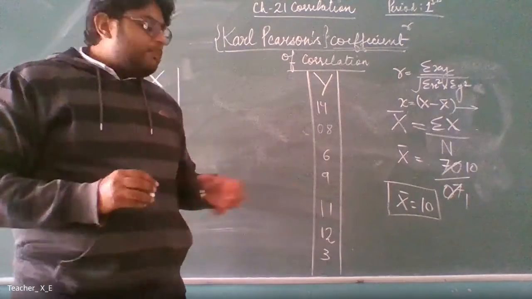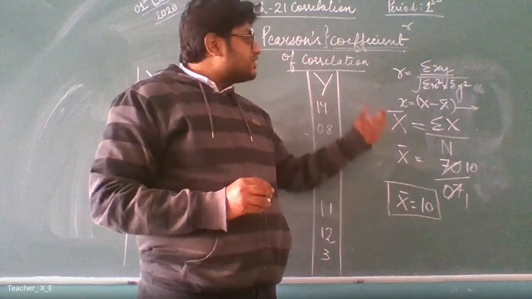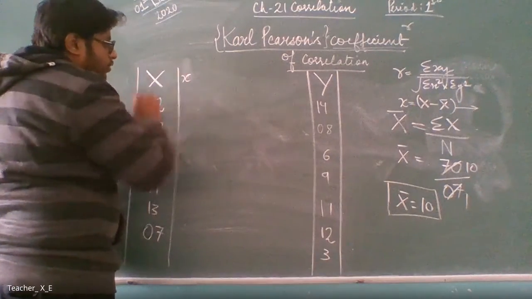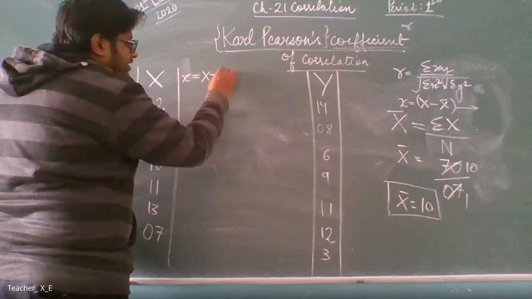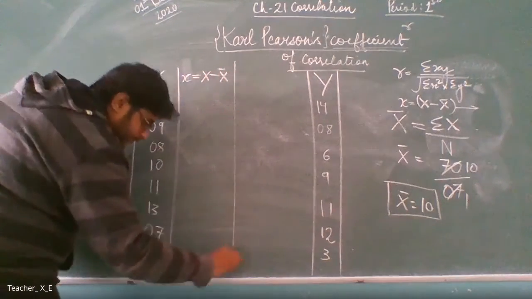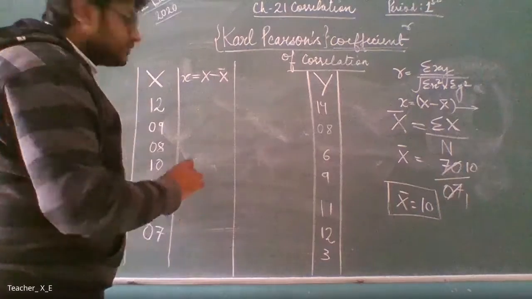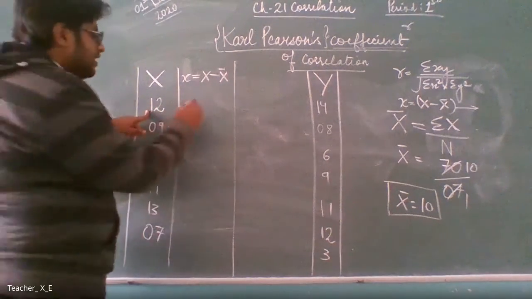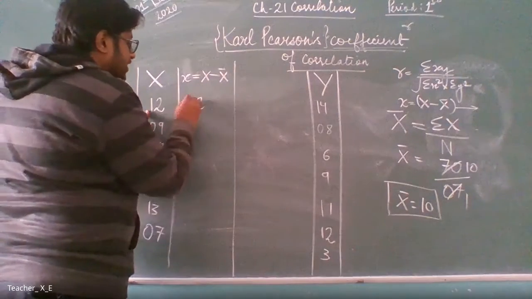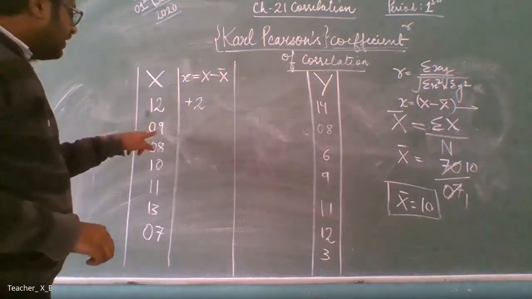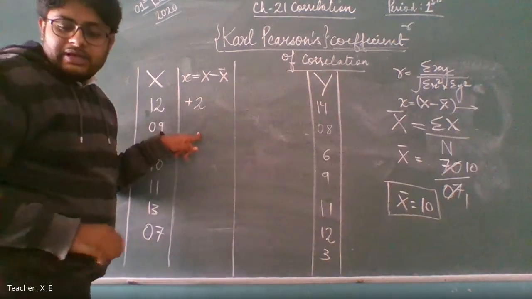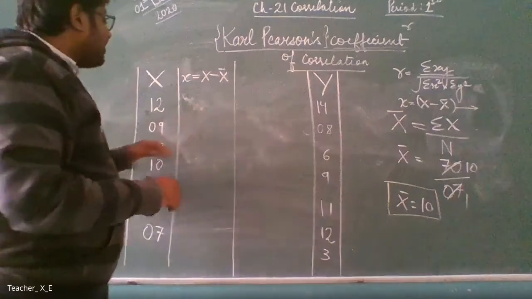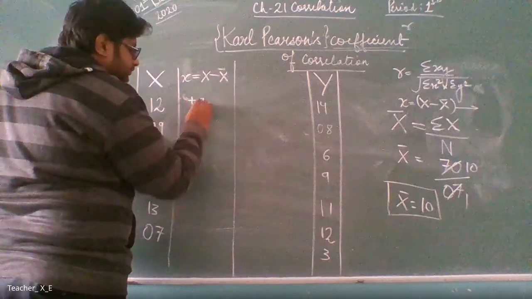Now that I have the mean of series x, it is very easy to calculate the deviations, the small x. Small x is X minus x bar. X bar is 10, we all know that. First, 12 minus 10 equals positive 2. Sorry, 12 minus 10 is plus 2.